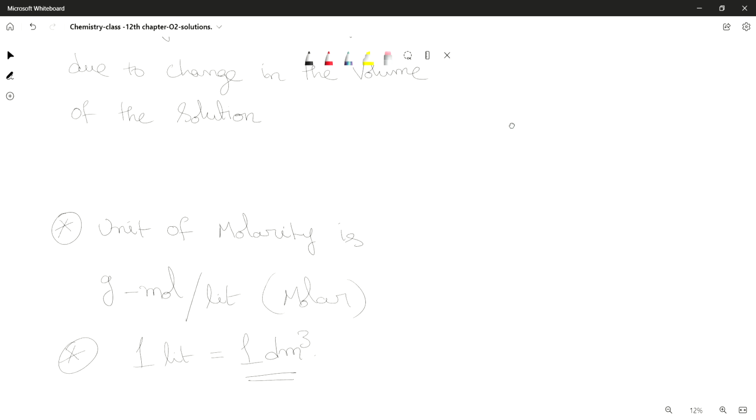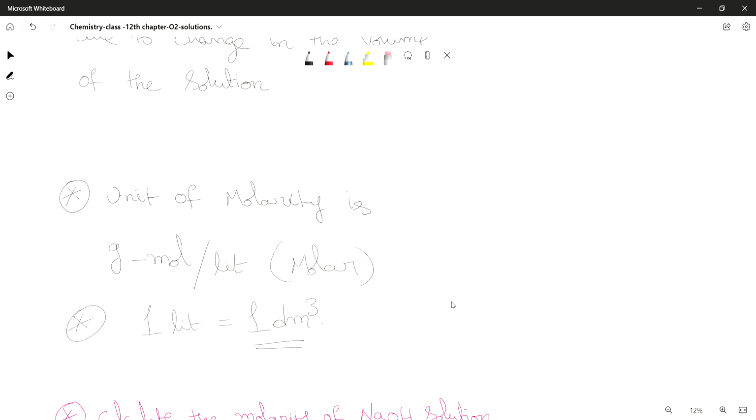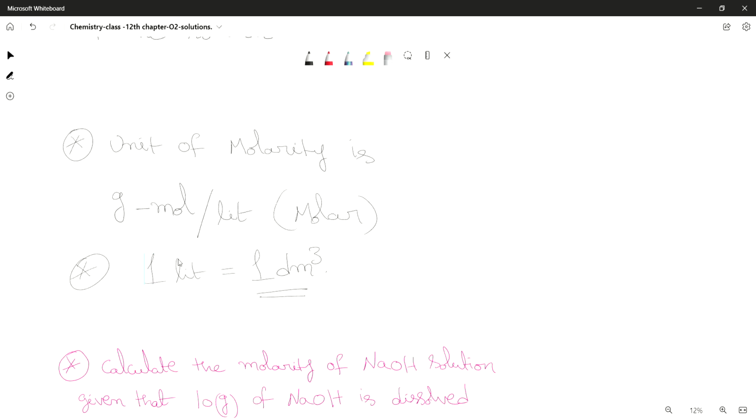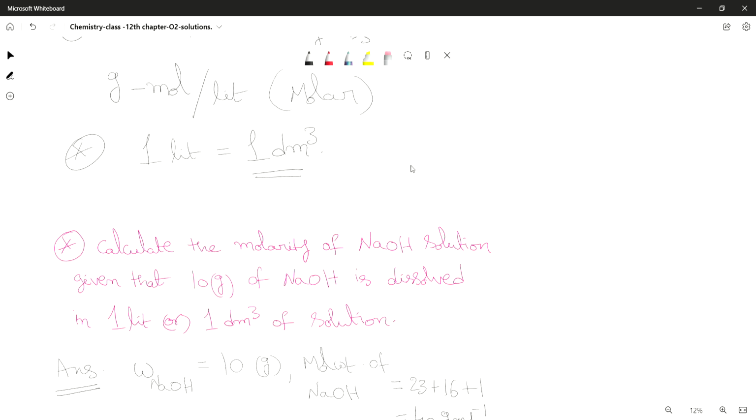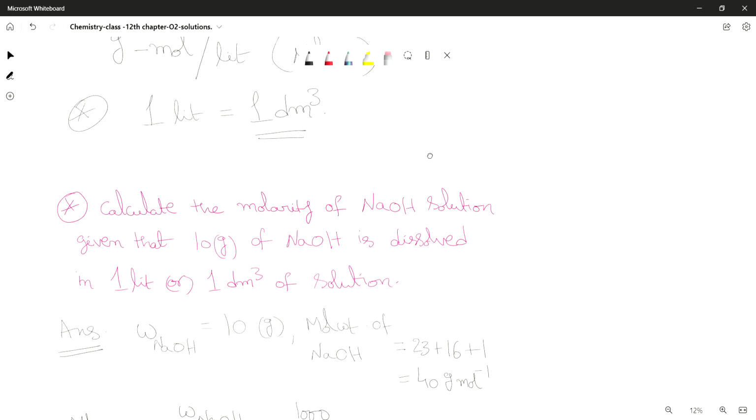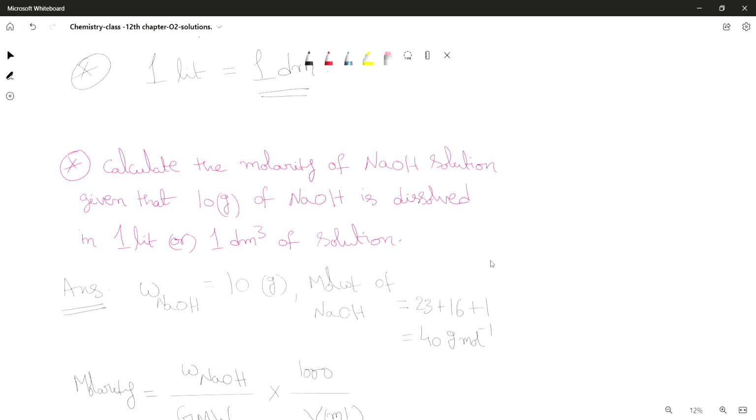So the next one is, what is the unit of molarity? That is gram mole per liter. That's how you can write, or you can write moles per liter. And 1 liter is 1 decimeter cube. This is the one which you have to remember.